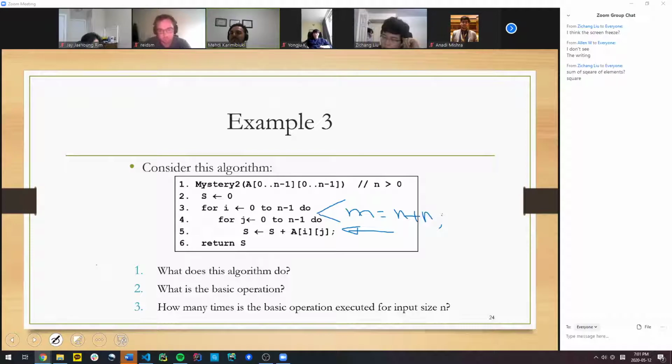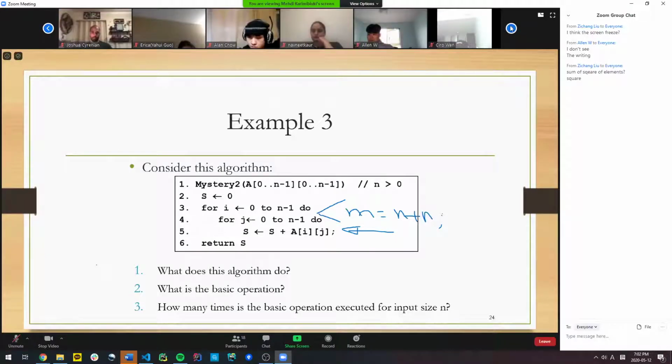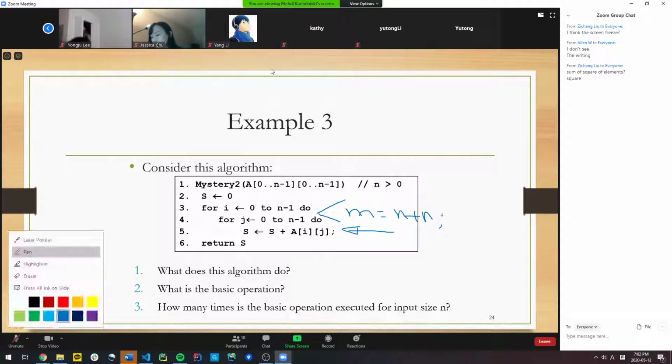Who was asking the question? So if it's executed fewer times, then that would be the basic operation? Right, the statement that's executed the most times is the basic operation. What you're concerned with is how long it takes for an algorithm to run, and for that reason we are looking for the basic operation. All right, so that's question number 2. Now we identified that line number 5 is the basic operation.